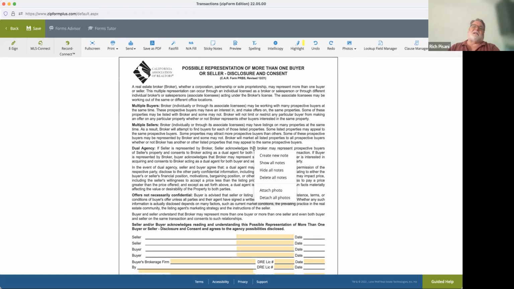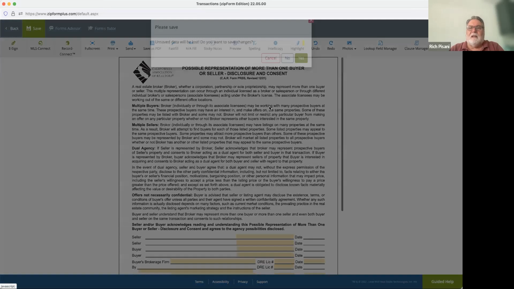All right, possible representation of more than one buyer and seller. All this is saying is that we as a brokerage may represent other buyers looking for this particular property or similar properties, or we as a brokerage may be representing sellers of other properties similar to this property. That's all this is disclosing. So that's very easy to explain.